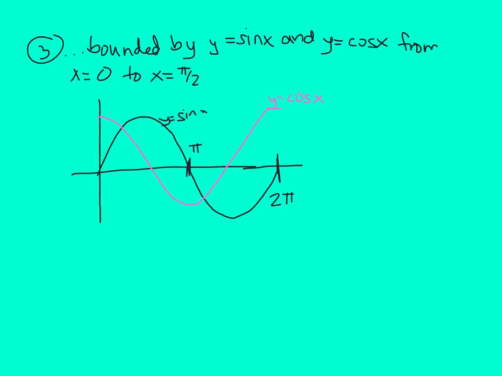Now, I'm hoping you remember a few things about the way these graphs look. This is pi over 2 right here. So there's something that's a little bit helpful. We know that sine hits its maximum point at pi over 2. Cosine has an intercept at pi over 2.